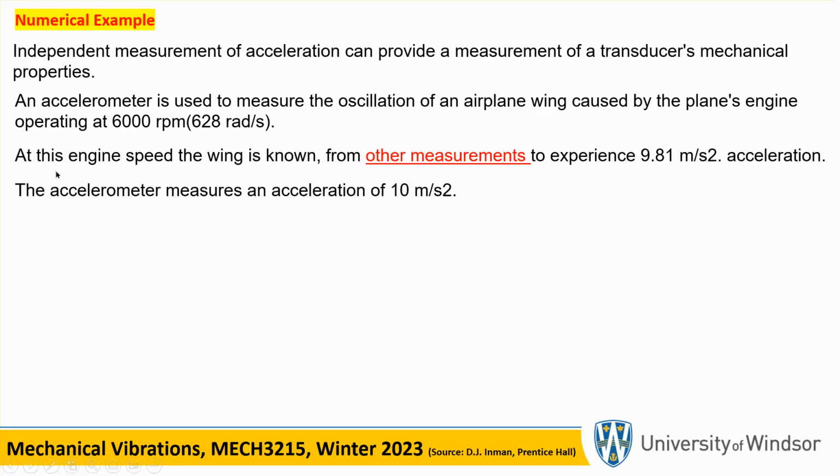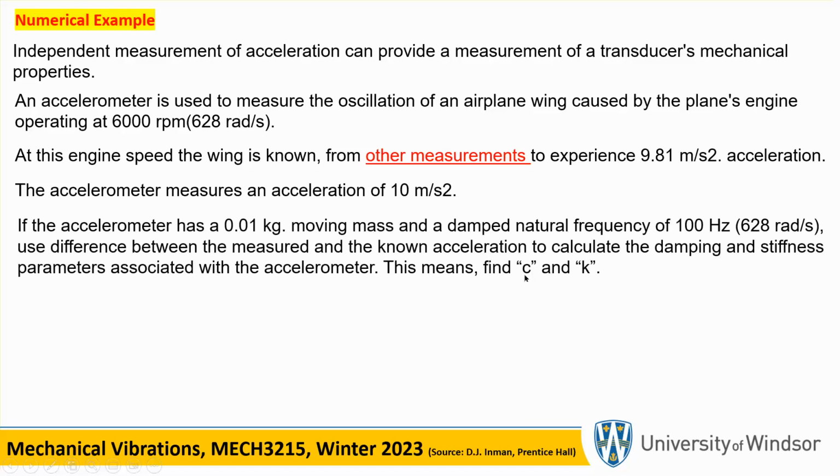Okay, the one that you actually want to look at predicted an acceleration of 10 meters per second squared, and it's the characteristics of this accelerometer that you actually want to determine. This is the other measurement device that predicted 9.81. The current accelerometer whose characteristics you want to find showed a 10.